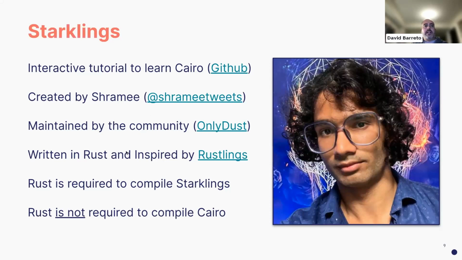It's written in Rust and inspired by Rustlings. Rust is required to compile Starklings, the tutorial, but keep in mind that Rust is not required to compile Cairo. Today we're going to install Rust just because we want to use Starklings, but don't get confused that you need Rust to execute Cairo. You don't.